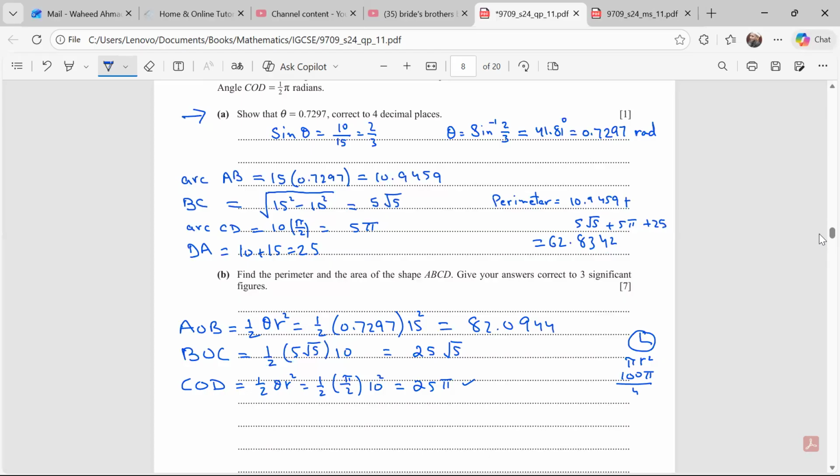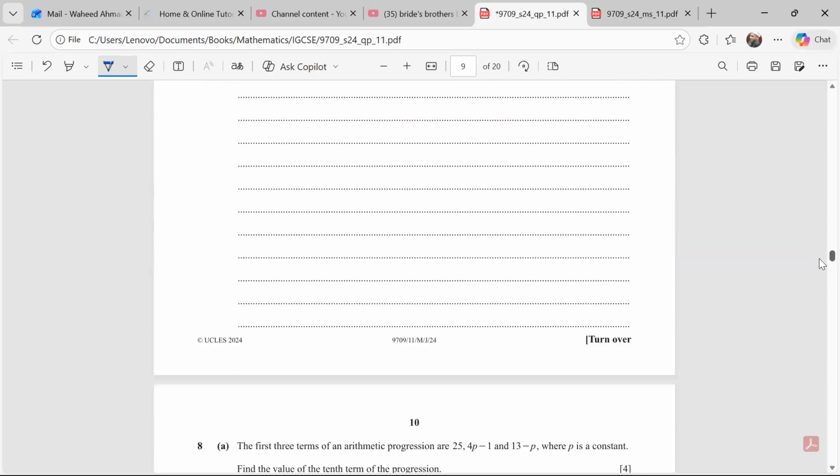Okay, so now we have all the three areas. We can add them. And the total area, we need to add all these three terms, 82.0944 plus 25 under the root 5 plus 25 pi. And this all comes out to be 216, sorry, 216.536. Okay, so this is how we find the area and perimeter of this figure.